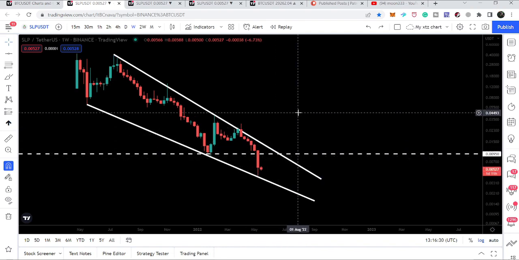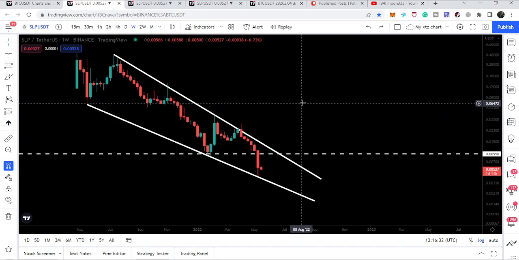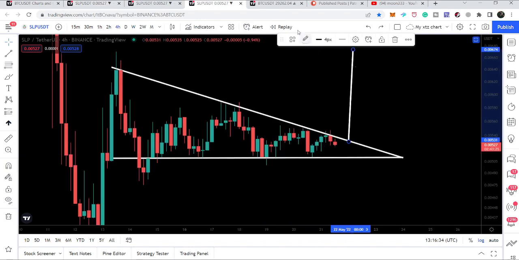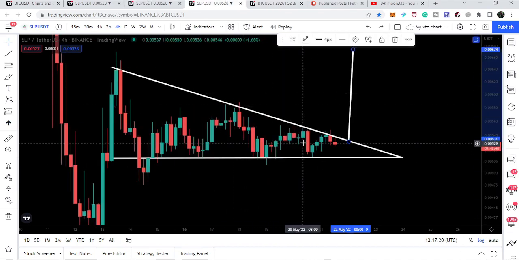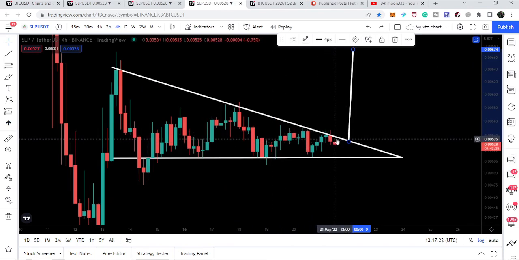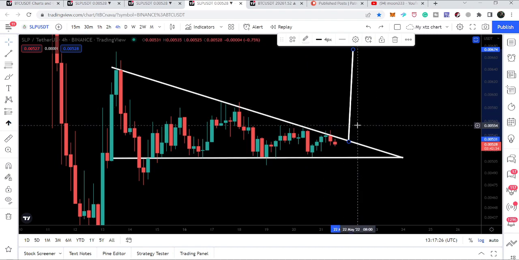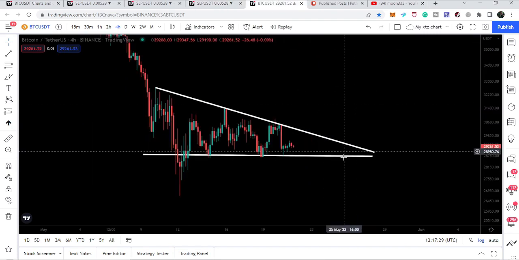So the next few hours are really very important. We need to keep an eye on this triangle of SLP. As you can see, on the other hand, Bitcoin is also moving inside a descending triangle. If Bitcoin moves up from this support, then before breaking out of this triangle of Bitcoin, SLP can break out before Bitcoin, because we are very close to this resistance of the triangle, and the triangle of SLP is more squeezed than the triangle of Bitcoin.